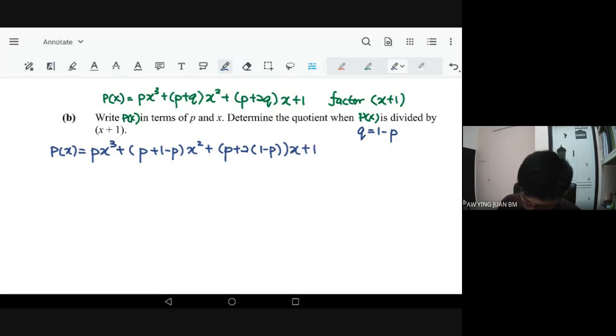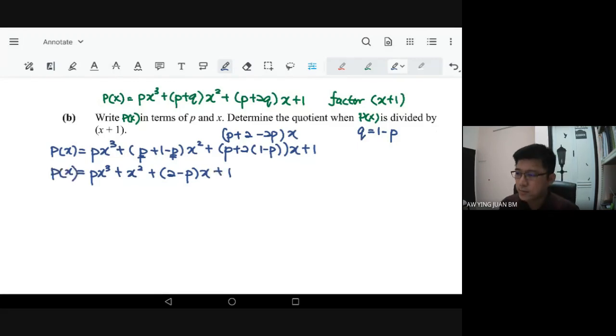Simplify the situation. In here, we can simplify this part, so we will have x squared. Then in this part, p plus 2 minus 2p, bracket, we have x. If we simplify, we will have plus (2 minus p) x plus 1. So that is the situation for p(x). So continue.